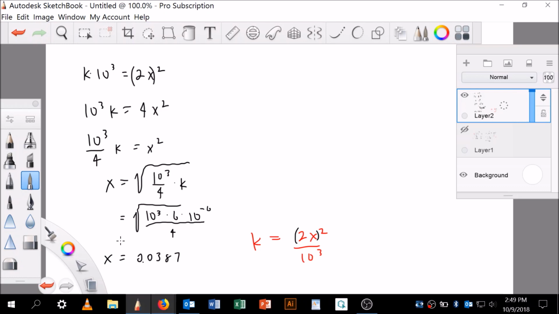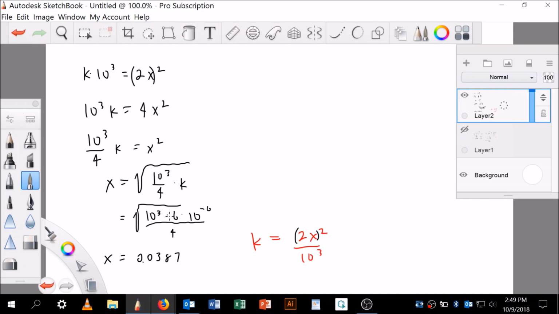This time I'm going to take these two numbers and rewrite this as 6 times 10 to the negative 3, right? Because I can just do that. 6 times 10 to the minus 3, divided by 4, square root, equals 0.03879. That's right. Okay, so that's what x is.